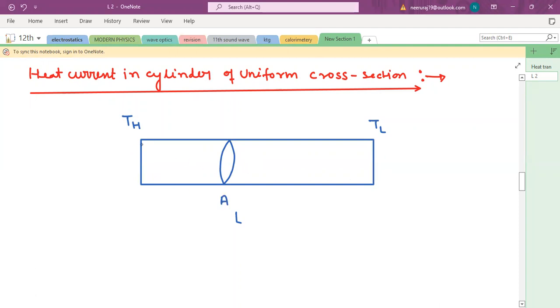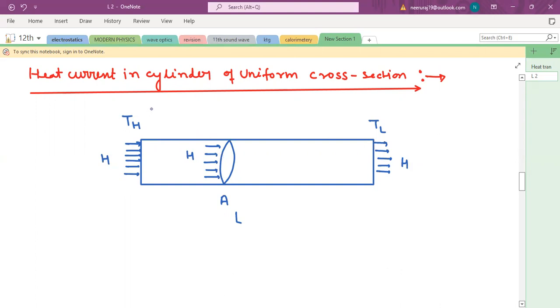So suppose the inflow of heat current is H, and as inflow of heat, the outflow of the heat current should be H. And from any cross section, the heat current should be H only, right? Because whatever current is entering, the same current must leave this cross section, else the energy will store and temperature will start rising.